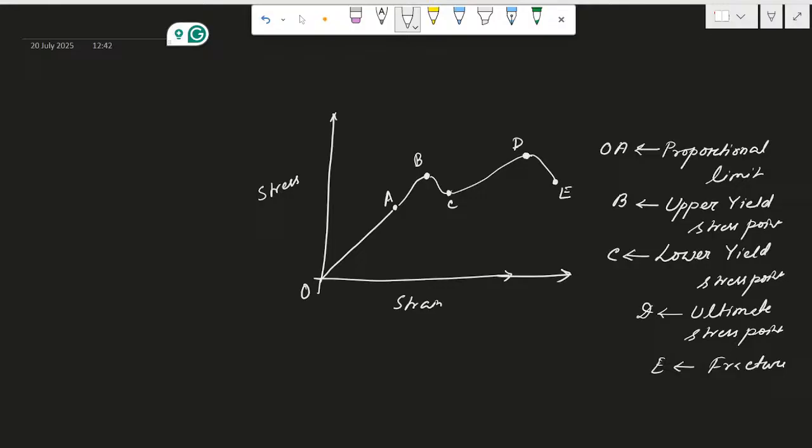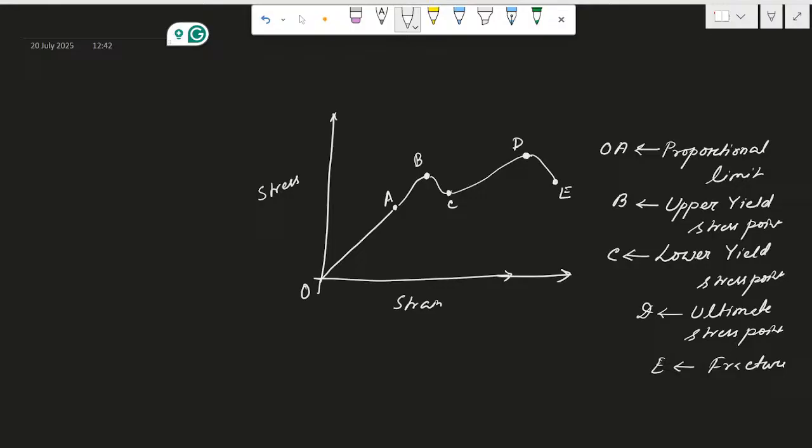Okay, and beyond B, the region is basically plastic deformation. Beyond B, the B to C is the plastic deformation. Now C is the lower yield stress point. Now you see the point D, the curve shows the tensile strength of the material. Beyond this point D, if you add extra force, anytime the material can break, and at point E the material gets fractured.